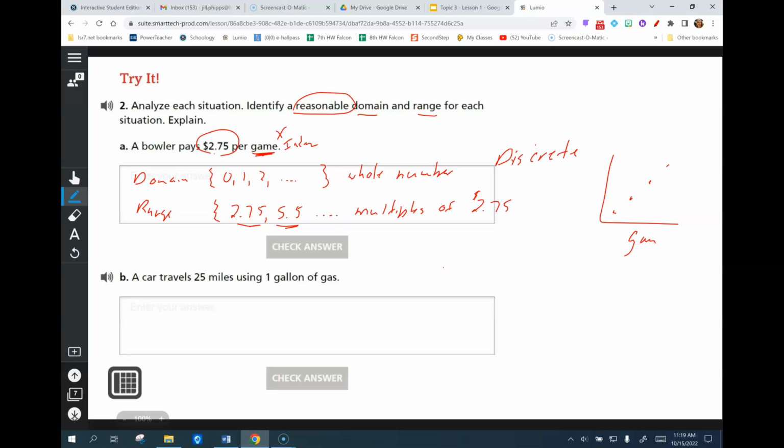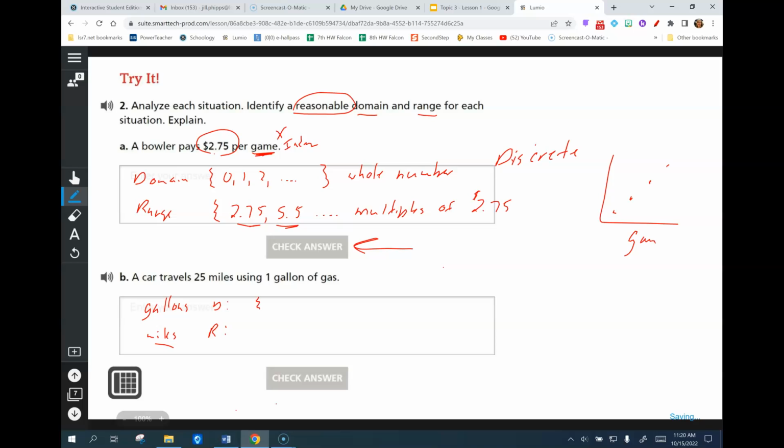Good. Look at B. Now, if you're doing this from home, you can just click on this. It won't give you the explanation of why, but it will give you the correct answer. So that's the reason the explanation of why is kind of handy. But a car travels 25 miles using gallons of gas. So it's going to be miles per gallon. That means that gallons are going to determine how far you can drive. So gallons would be my independent variable, that would be my domain, and the miles would be my range. My miles are dependent on how much gas I have.